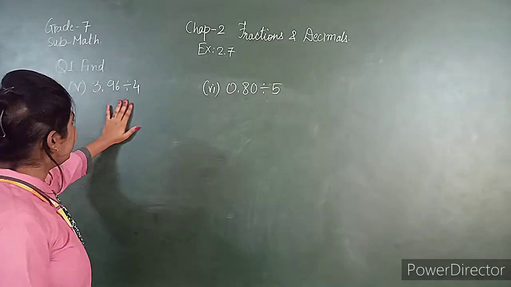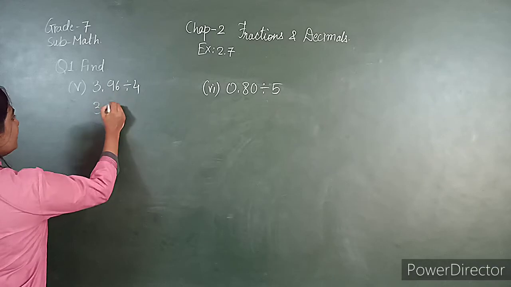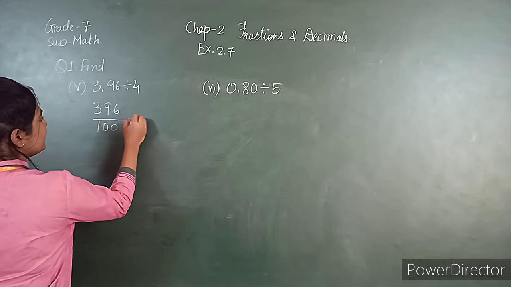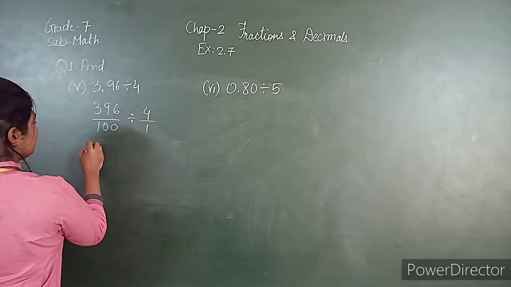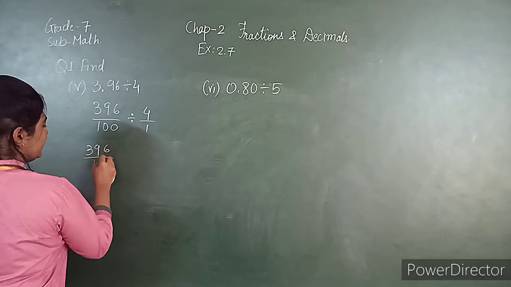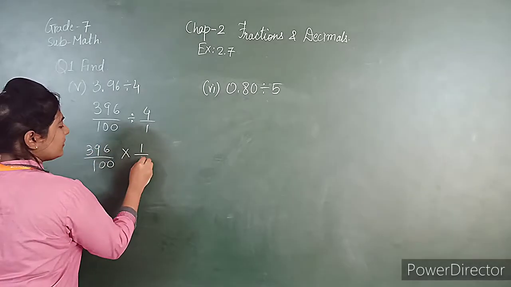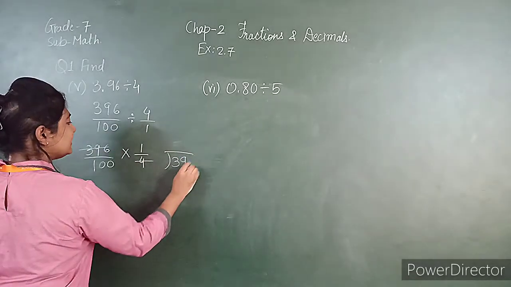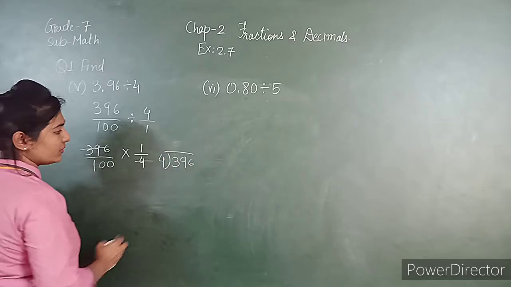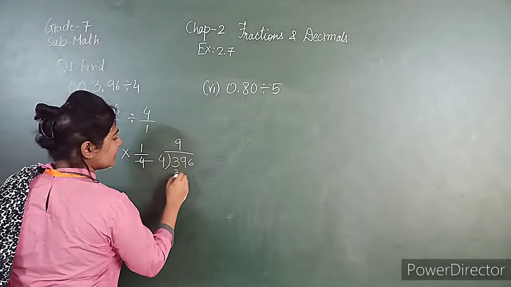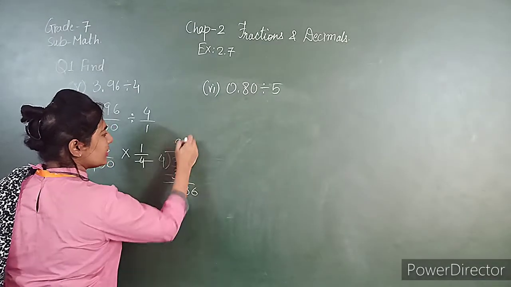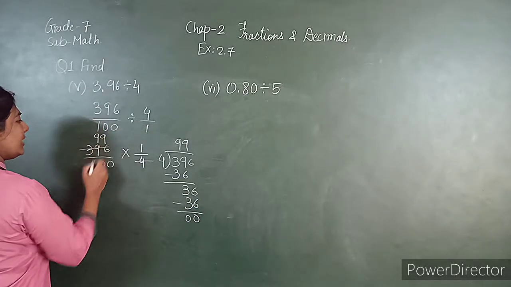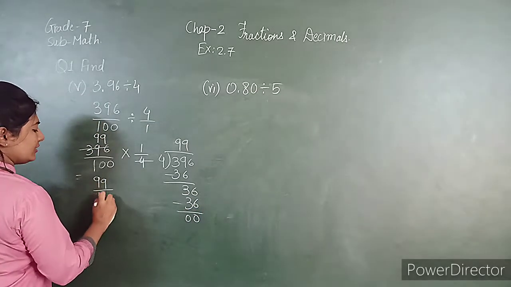Now fifth number, 3.96 divided by 4. Here the point is given before two numbers, so we write 100 divided by 4 upon 1. So it is 396 upon 100. And if we change this sign, then we write the reciprocal of this number. Now we cut 396 divided by 4. So 4 9s are 36. So the answer is 99. So it is 99 upon 100.